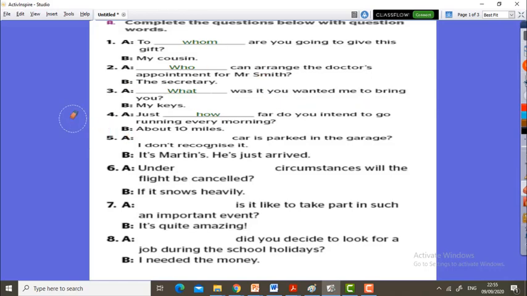To the next question, the answer is "It's Martin's," which means it belongs to Martin. He's just arrived. So we are asking about something that belongs to Martin. And which WH question word serves to ask about possession? Yes? Whose? Excellent.